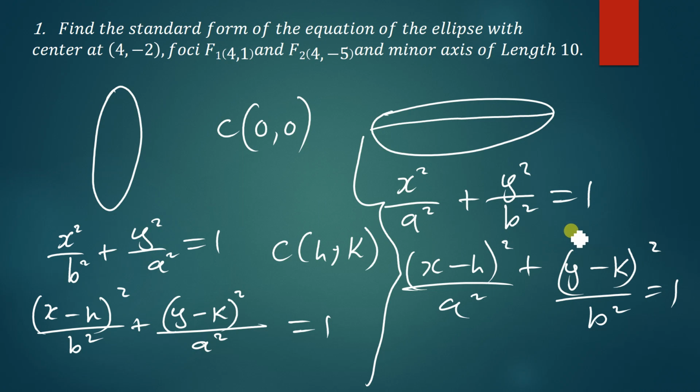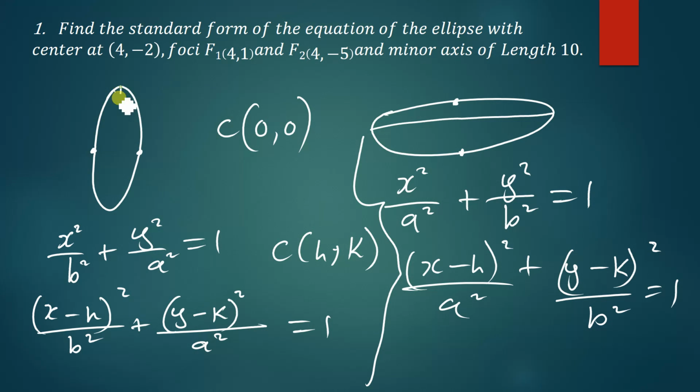Now read through the question again. The question says find the standard form of the equation of the ellipse, and we've been given that the distance from one point to the other on the minor axis is equal to 10.